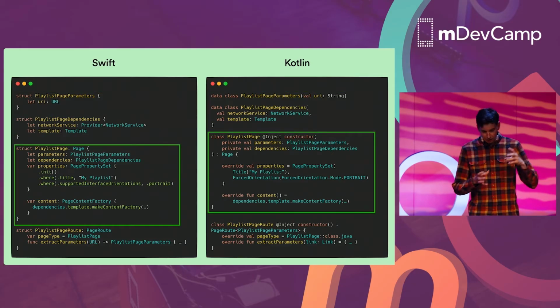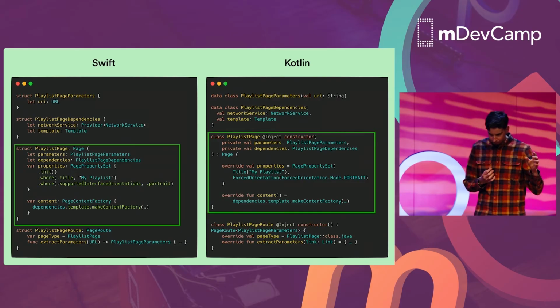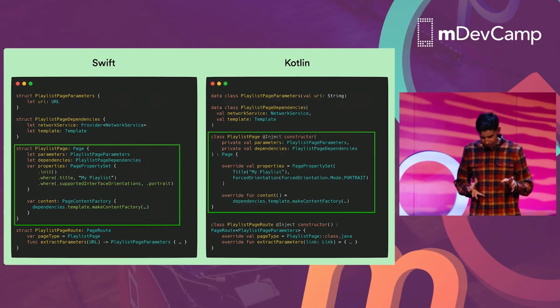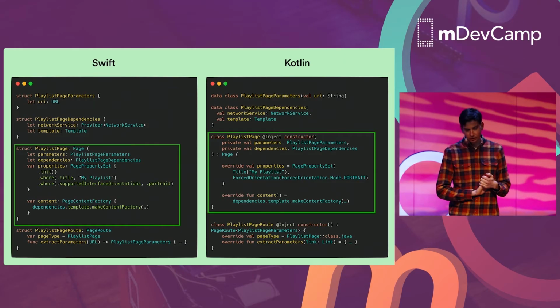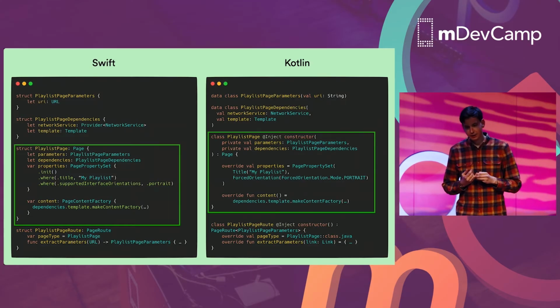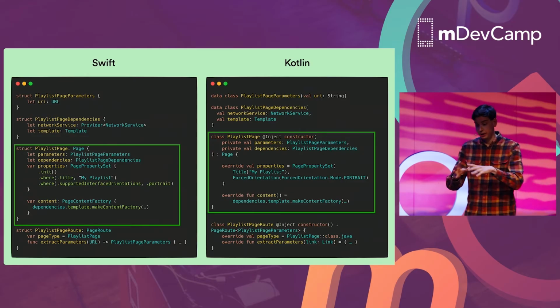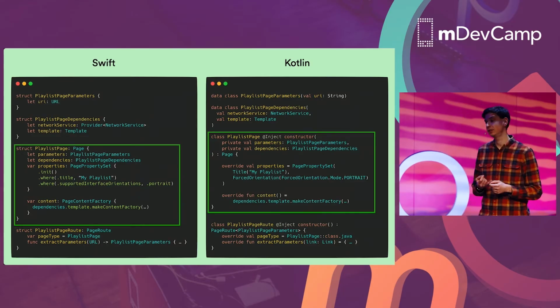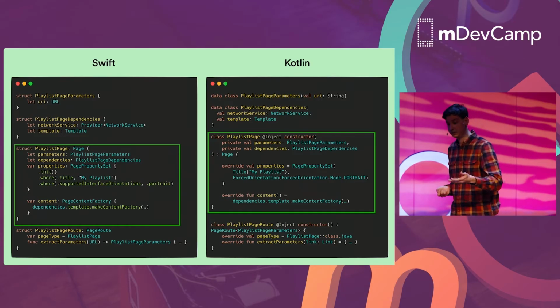Next, you can see the page declaration itself. So there are the properties of the page that I already mentioned, like the title, supported interface orientations. And there are actually dozens more that are in our catalog and that the feature developers can choose and include there.